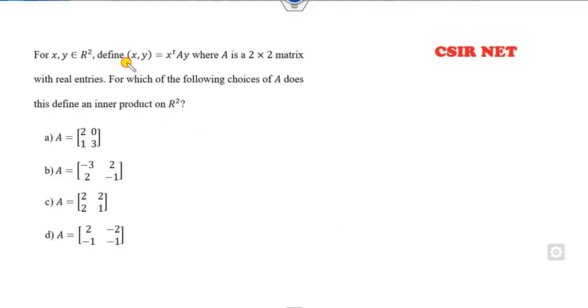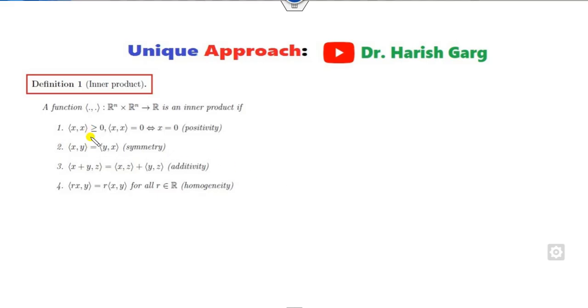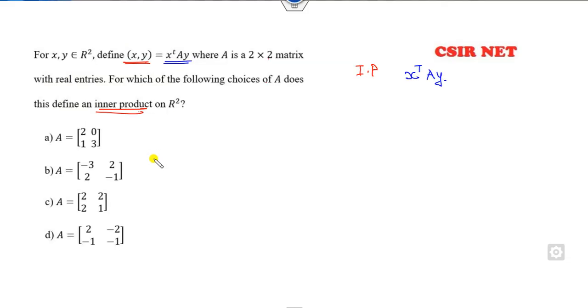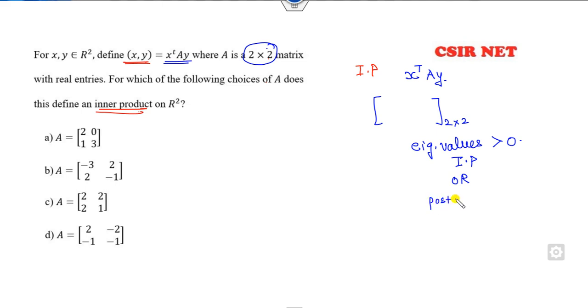So for x comma y, we have defined the inner product space for the 2 cross 2. Which of the following is defined here? What is the inner product given to you? This is the inner product given to you, that is x transpose A y. The first way is you can check each property whether it's satisfied or not. It is not an easy task to check all those 4 properties. So you can see it's a 2 cross 2 matrix. So what is the 2 cross 2 property? Either you can find the eigenvalues. If all the eigenvalues are strictly greater than 0, then it is an inner product, or otherwise it's positive definite.